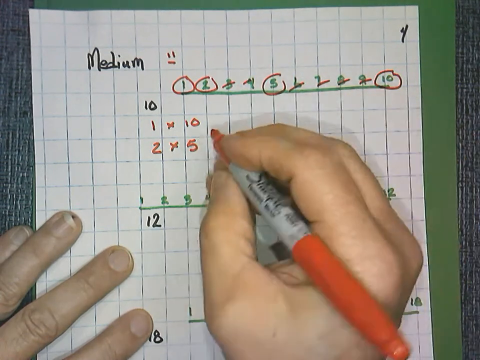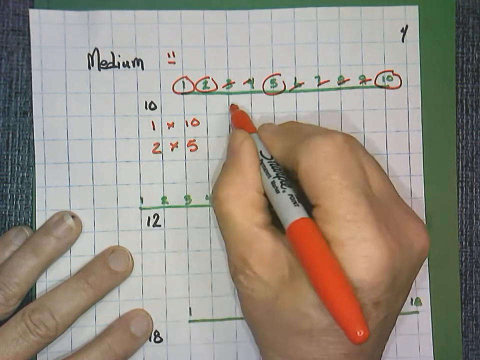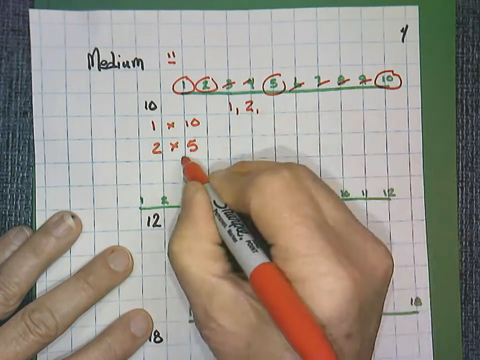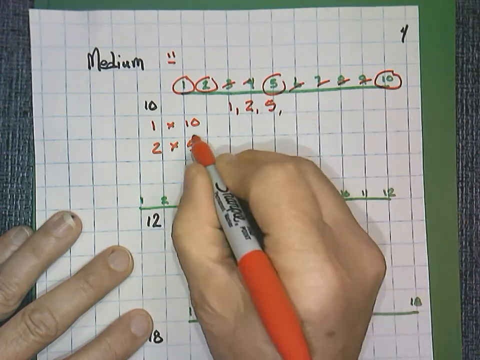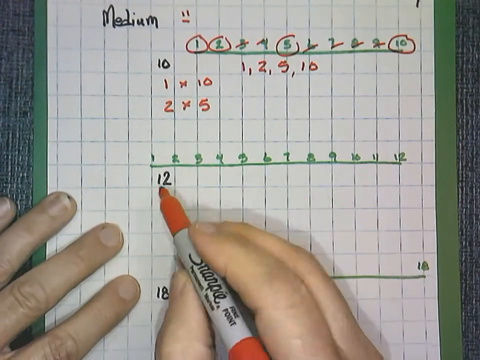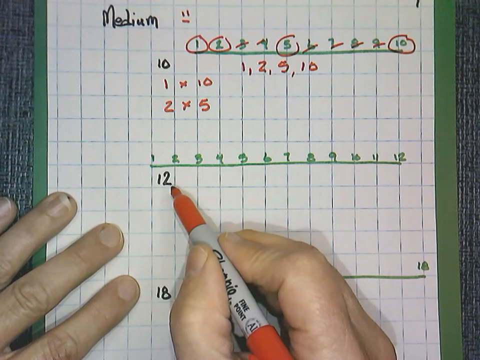So when we list our factors for 10, we would list them in the same way: 1, 2, 5, 10. Let's try 12. Again, think of it as a number line.